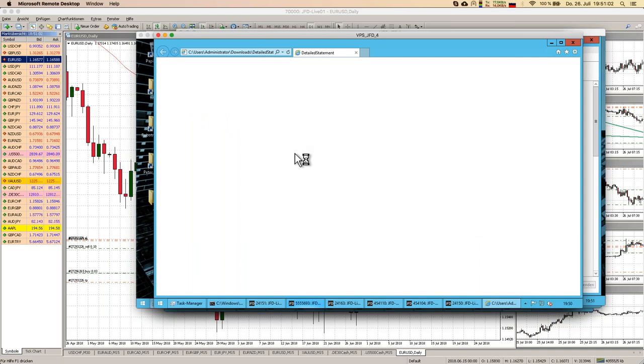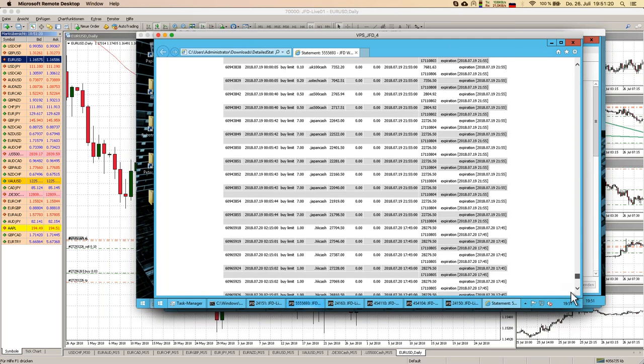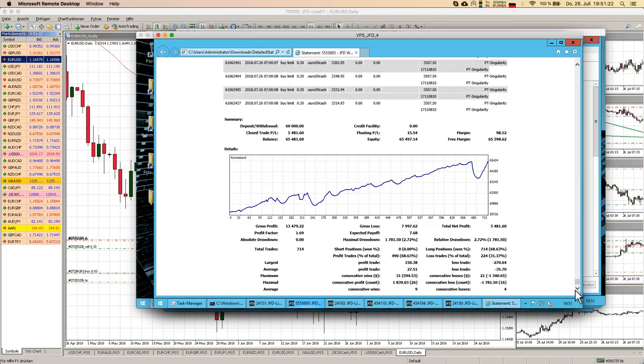And since I'm running the strategy on a server, it takes a while until we get the result, but it will pop up hopefully in less than a minute, only in seconds. And here we are, we have all the trades of that account, but I only want to have a look here at the equity, and it looks like this.